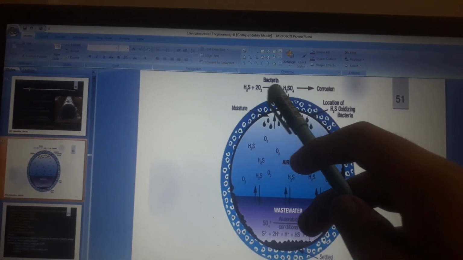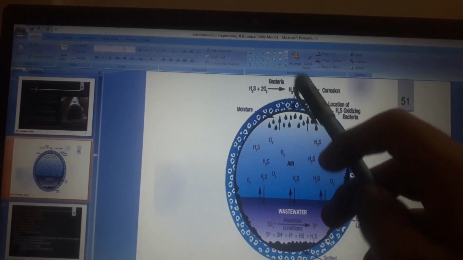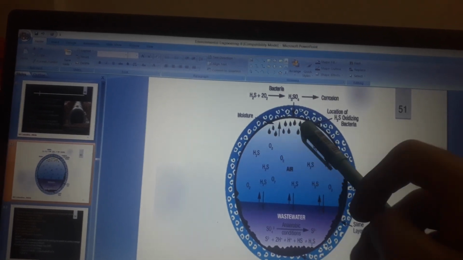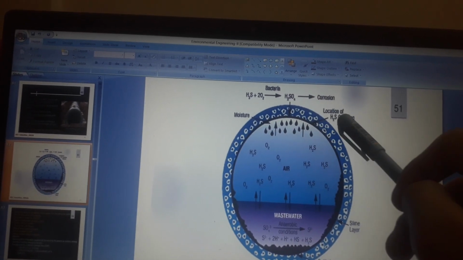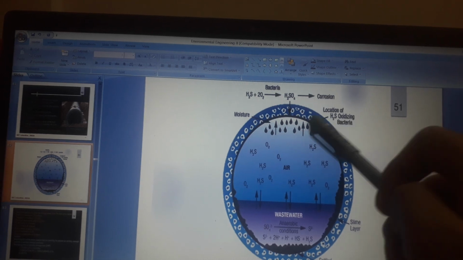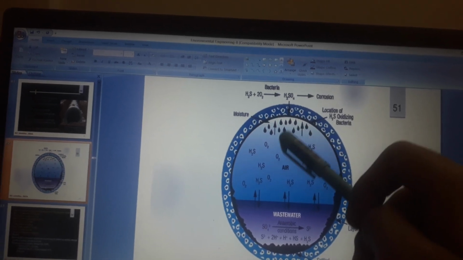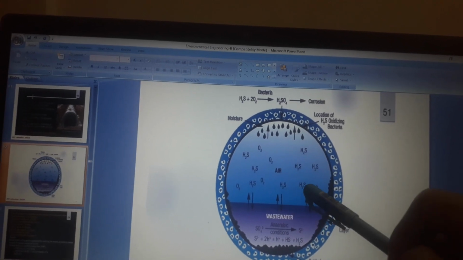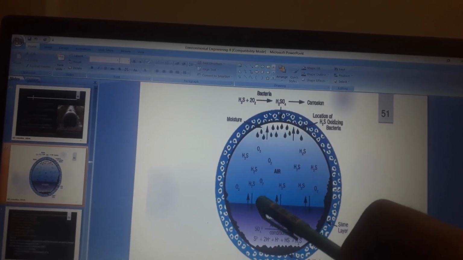H2S plus 2 oxygen gives H2SO4 in the presence of bacteria. Then H2SO4 leads to corrosion. Then moisture. This is the location of hydrogen sulfide oxidizing bacteria. Then this is hydrogen sulfide, this is oxygen, air. There may be the exchange of hydrogen sulfide and oxygen.